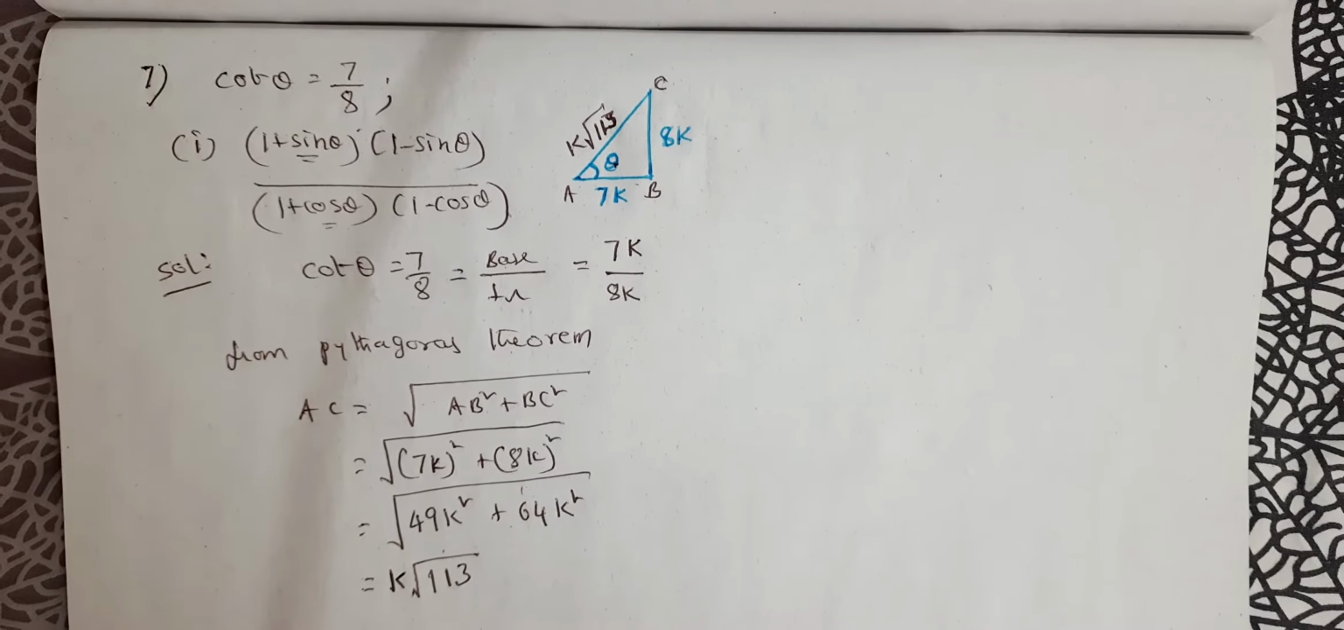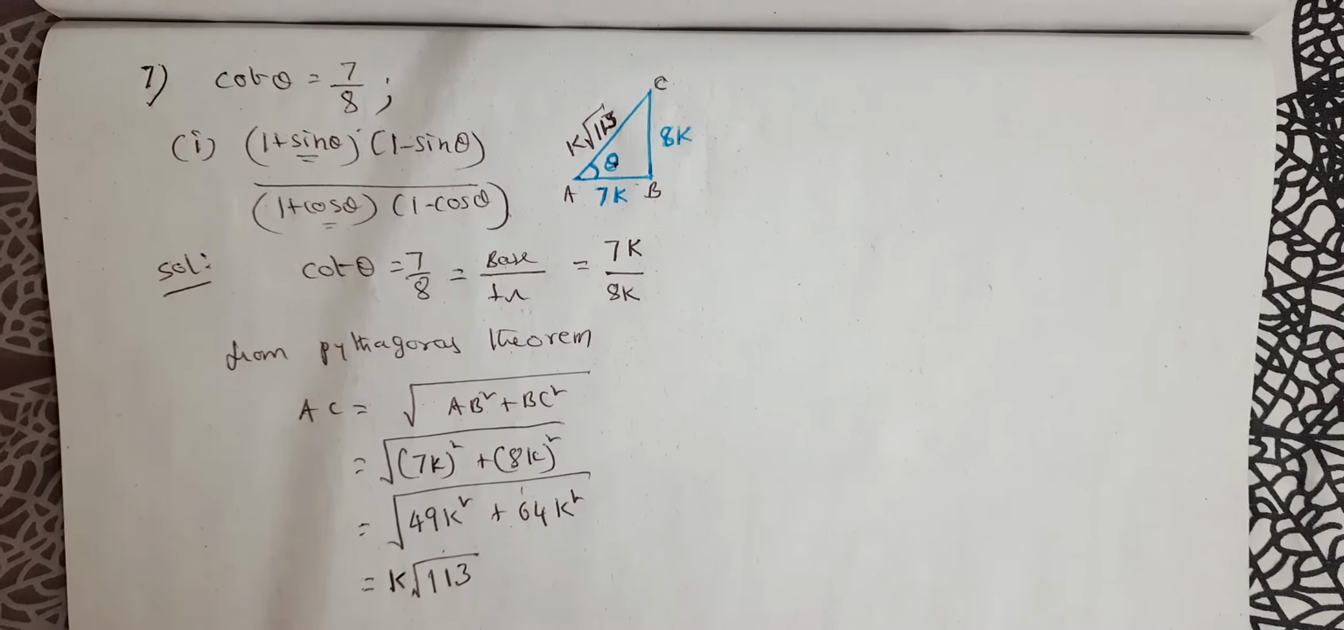Now cos theta. Cos theta is equal to base by hypotenuse. What is the base here? This 7k is the base, by hypotenuse k root 113. So k gets cancelled. Hence we got 7 by root of 113. So we got the sine and cos values. Now let us substitute in this one, the expression we have to evaluate.